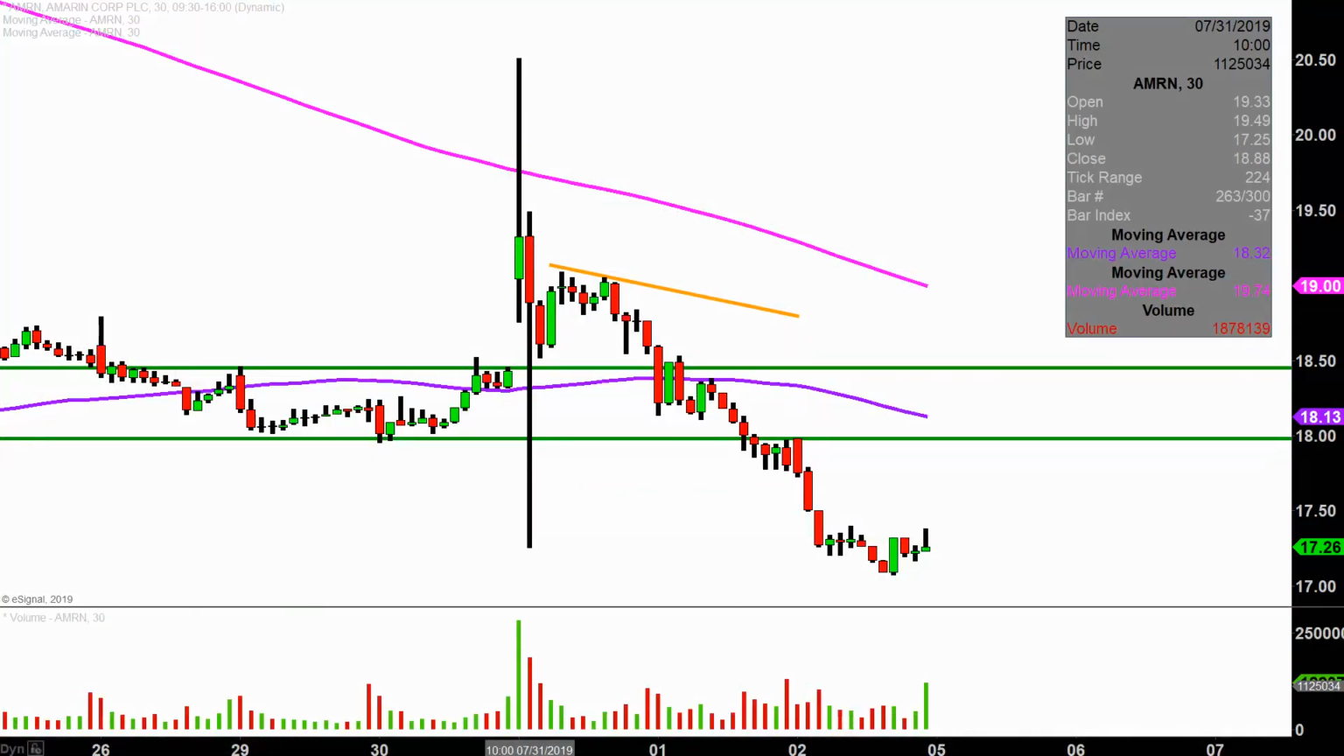Real quick, what do I mean by 30-minute, in case maybe you're new to charts? Instead of each one of these candlesticks, as they're called, representing one day's worth of price action, each one represents 30 minutes. So while this may look like several days' worth of time, it's actually today's price action broken down into 30-minute time slices.